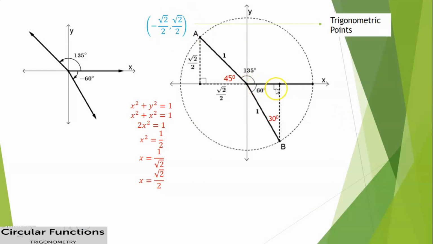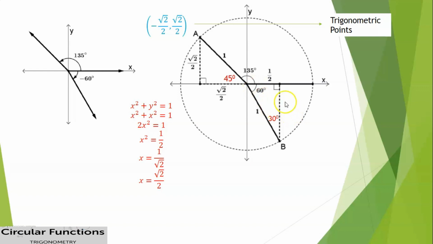So the same thing here. In a 30, 60, 90, so therefore this is 30 degrees. So take note, in a 30, 60, 90, the shortest side is always 1/2 of the hypotenuse. So if the hypotenuse here is 1, the shortest side here would be 1/2.